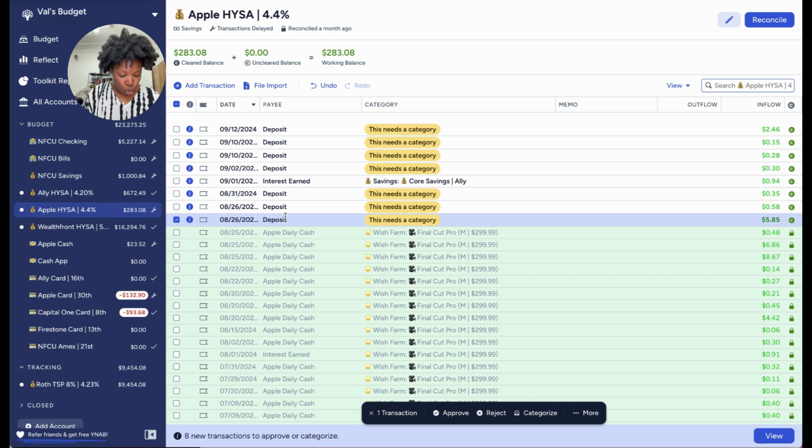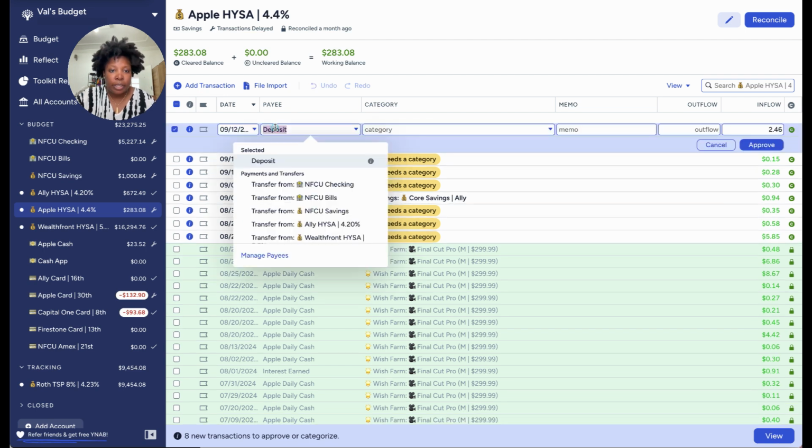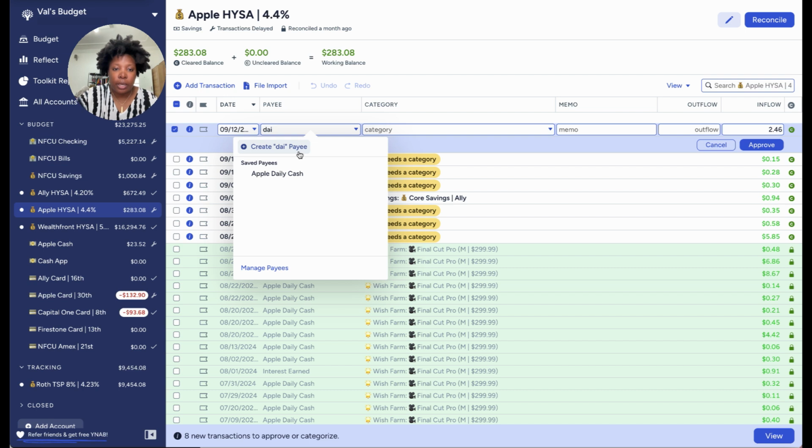Did it add all of these together? See, I don't like when Apple does that. So this one for $5.85 is like a mix. It's duplicates. They add them up. I don't like that. So let's just start with this one at the top. $246. Yes, that matches. So this is daily cash.